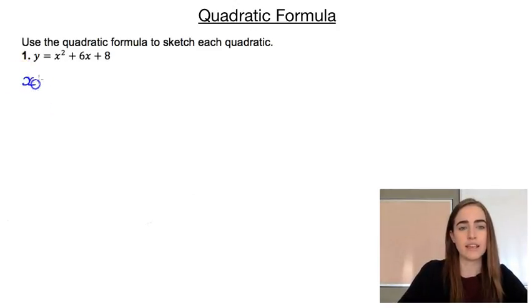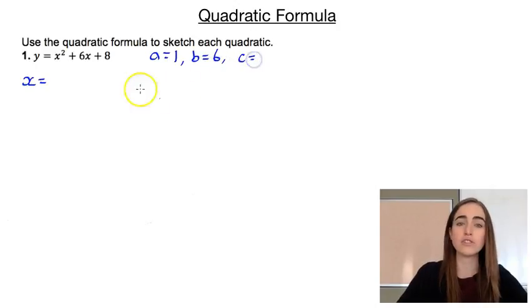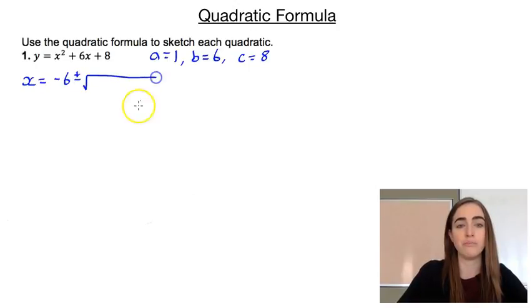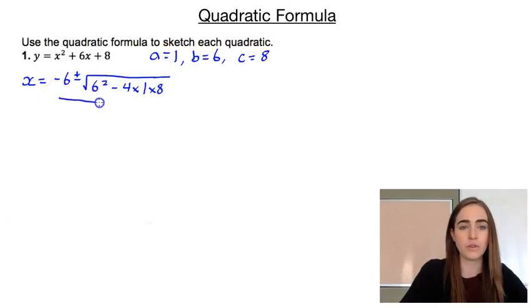So we're going to have x equals. Now in this, our a is the coefficient of the x squared term, so that's 1. Our b is the coefficient of x, so b equals 6. And our c is our constant term at the end, so that's 8. So we're going to substitute those in. We've got minus b, which is minus 6, plus or minus the square root of b squared, so 6 squared, minus 4ac, so 4 times 1 times 8, and that's all over 2a, which is just 2 times 1.